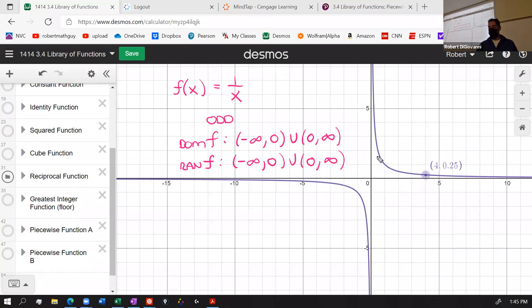Now, when you go to the other side of the graph, if you were to move from left to right, you'd be dropping, and then just dropping not quite as fast, but you'd be dropping. So decreasing. So it's decreasing where? Everywhere except zero. See, we can't include zero because it's not in our domain. So it's decreasing from negative infinity to zero, union 0 to infinity. We good? Okay.